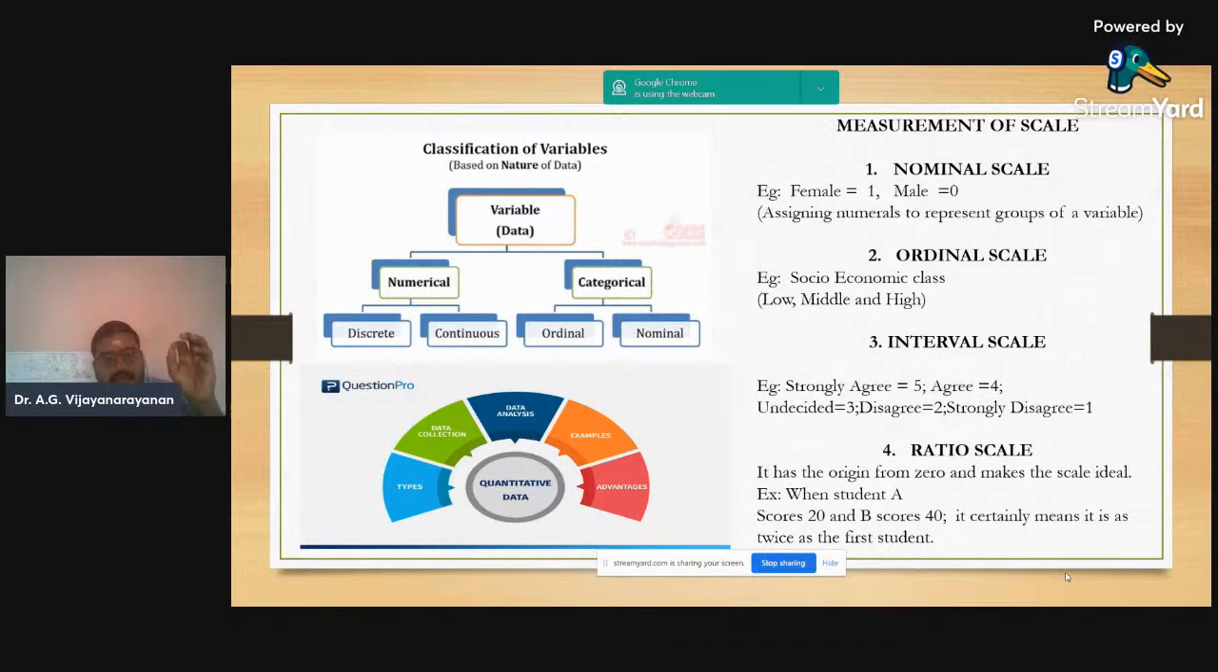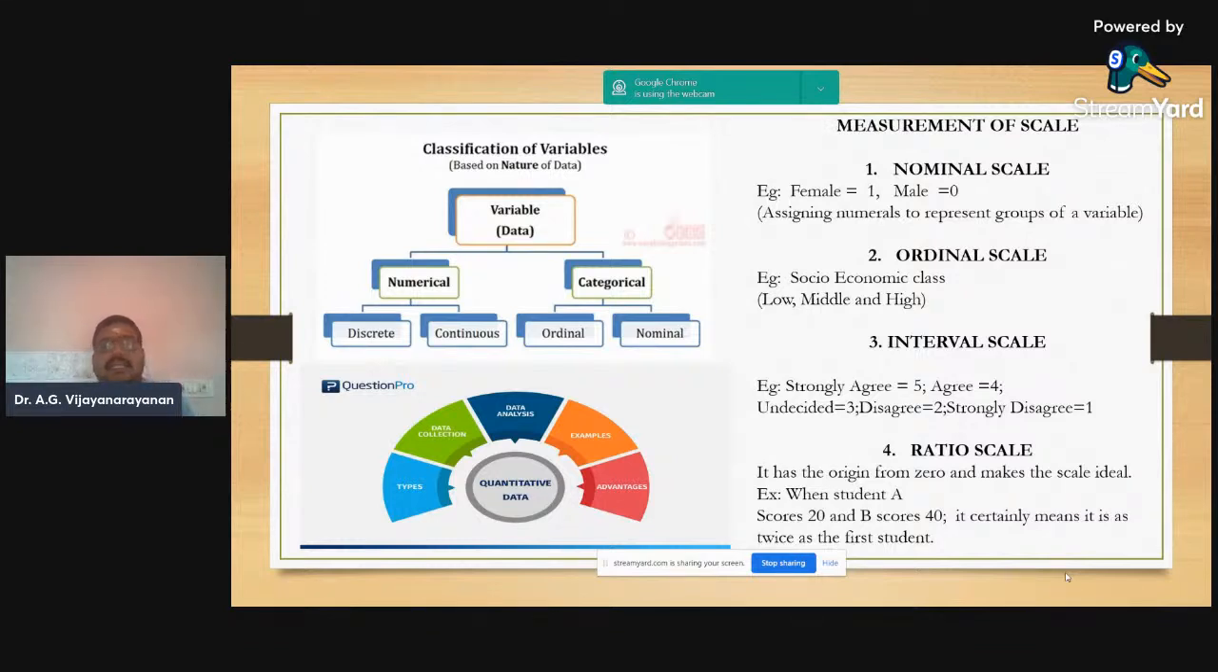Even if you write an article, or do an MPhil or a PhD research program, or any other kind of research, if you are not aware of these scales, then preparing the questionnaire becomes a real tough task. So you need to have an idea about this. What is a nominal scale? As the name suggests, nominating a number or assigning a number to indicate something.